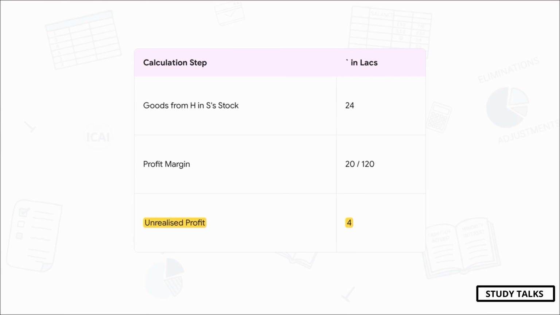So how do we actually calculate this thing? Well, the problem says H Limited sells goods at cost plus 20%. Let's break that down. That means for every 100 of cost, they add 20 of profit. So the selling price is 120. That means the profit margin on the selling price is 20 divided by 120. Simple, right? So we just apply that ratio to the value of the goods still in S Limited stock, which is 24 lakhs. So 24 times 20 divided by 120 gives us 4 lakhs. And that right there is our unrealized profit.